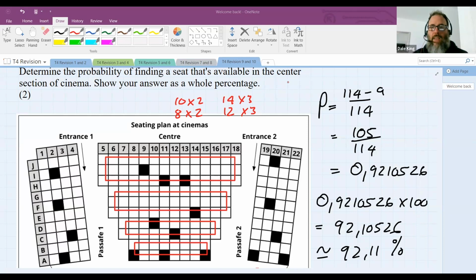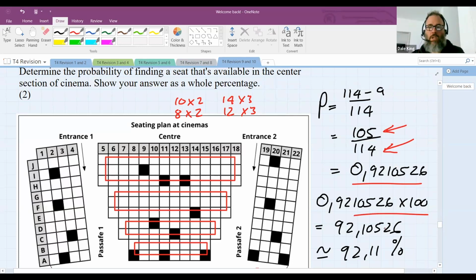And then just remember, you've got to show your fraction. These 2 values in your fraction are important to show. You can leave it as a fraction unless they tell you otherwise, the fraction is enough. But I showed the decimal and then I changed the decimal into a percentage by multiplying by 100. I hope you're all good with that.